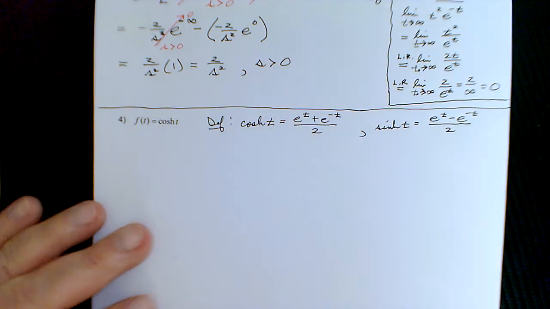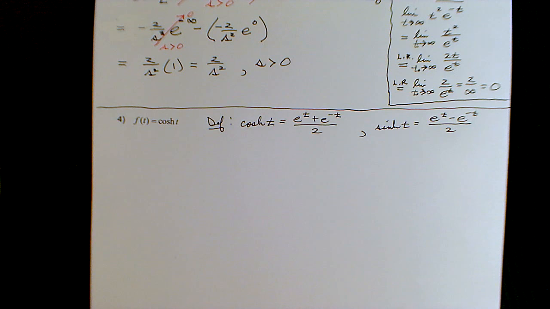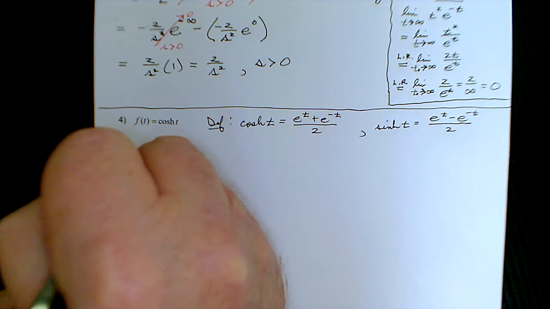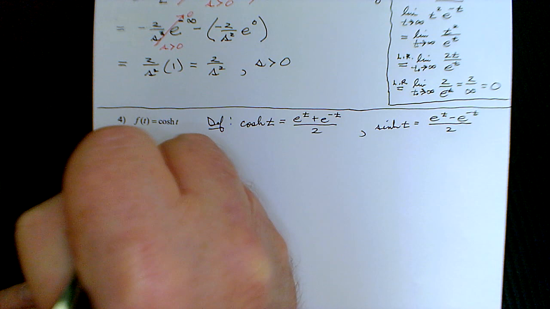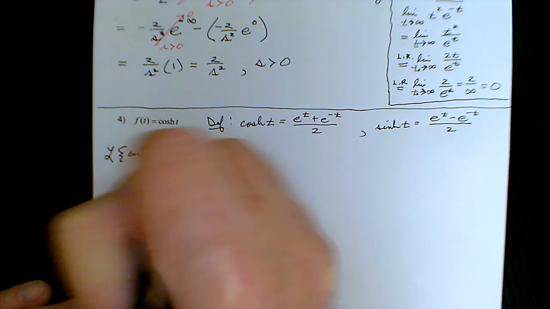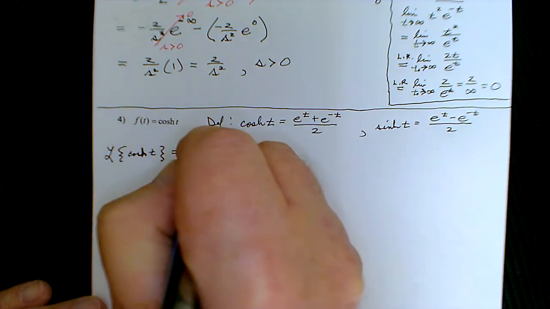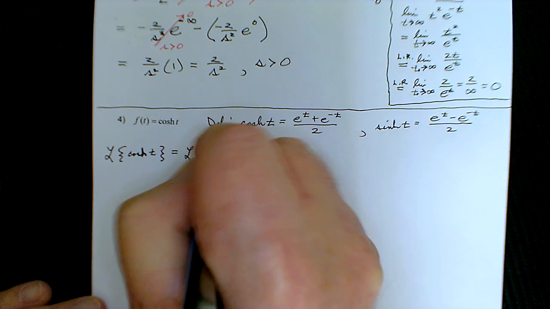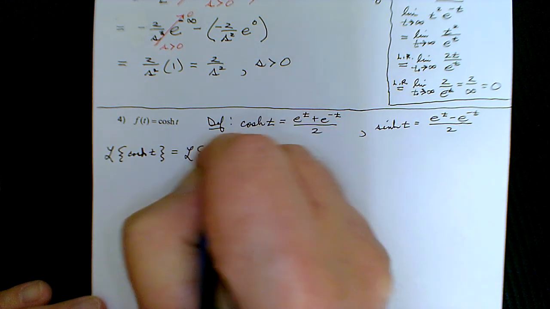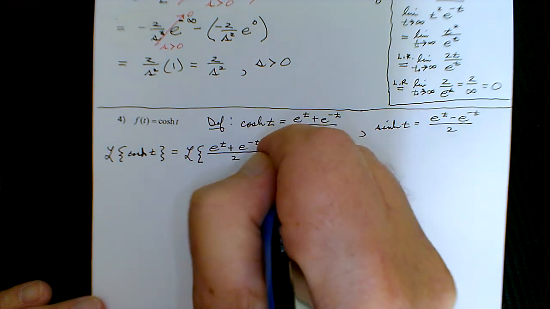So the hyperbolic functions are defined in terms of the exponentials, and so therefore the Laplace transform of the hyperbolic cosine of t is going to be the same as the Laplace transform of e to the t plus e to the negative t over 2.